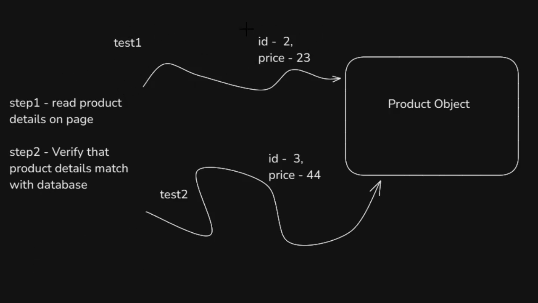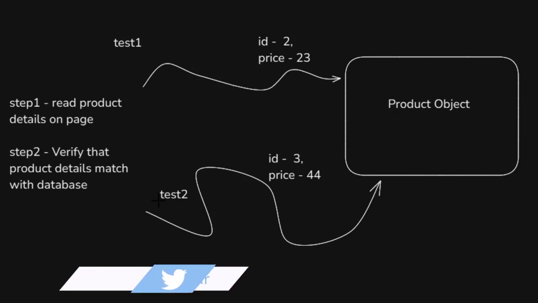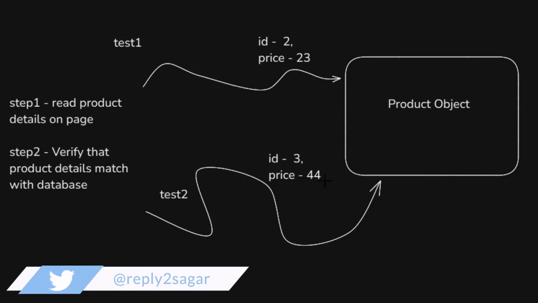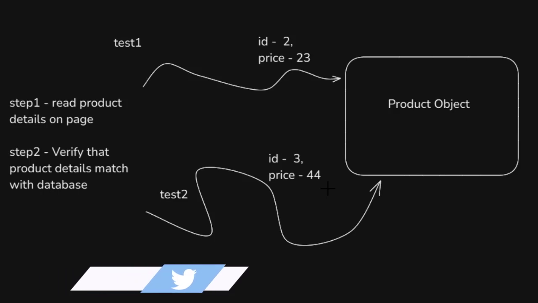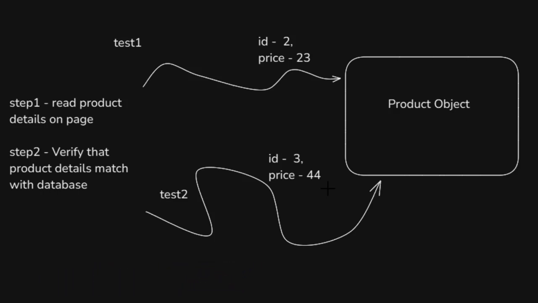Let's say it grabs this data from the page where the product ID is 2 and price is 23. It will go to the database and check that details are matching. And the same thread will go to the next test. It will get these details from the page and then compare it with the database. That's it.